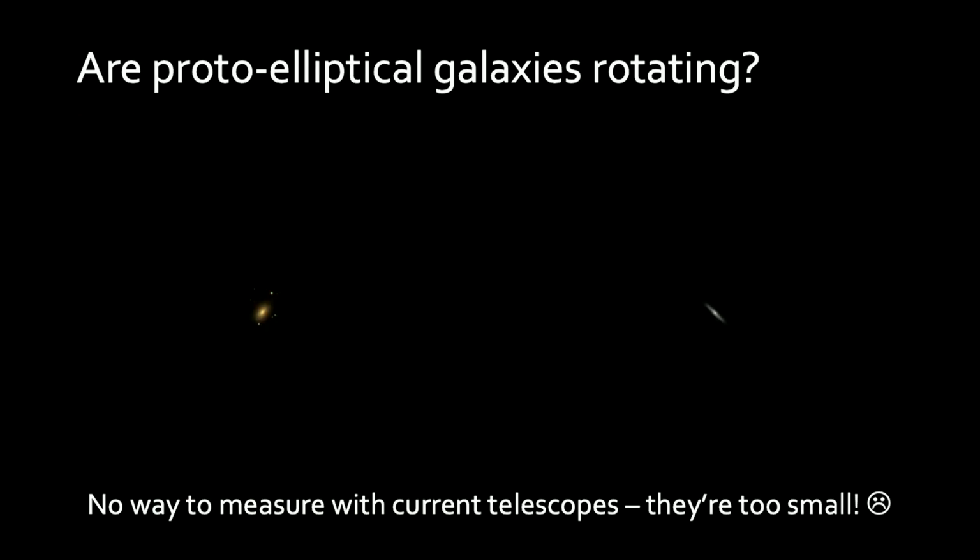Okay, so now you might be thinking, are those proto-elliptical galaxies that we've glimpsed with the Hubble, are they spinning or not? That's what we need to know to answer the question of their shapes. But unfortunately, when I was a postdoc, it seemed that we had hit a technological wall. There was no telescope, and there still is no telescope, that can directly measure whether these kinds of galaxies are spinning. They're just too small, too faint, too far away.